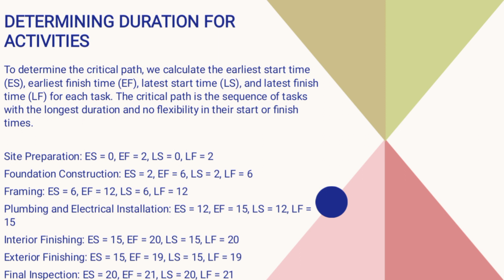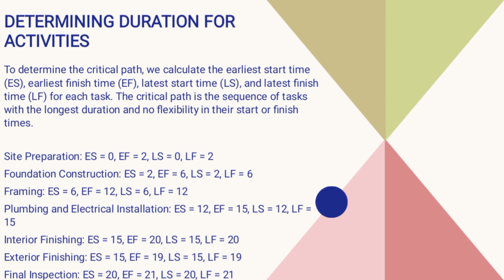Then foundation construction: earliest start time will be where the site preparation ends, which is after 2 weeks. The earliest finish time is equal to 6 weeks, because we add its duration of 4 weeks to the start time of 2, which means 2 plus 4 is equal to 6 weeks. The latest start time is 2, which is after 2 weeks. Then the total duration will be 6 weeks.